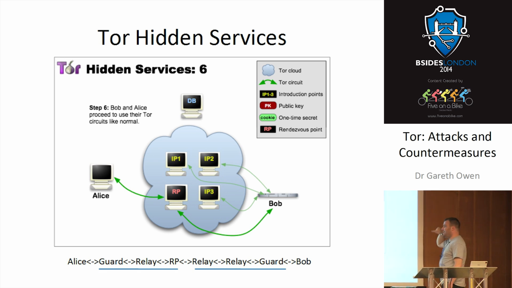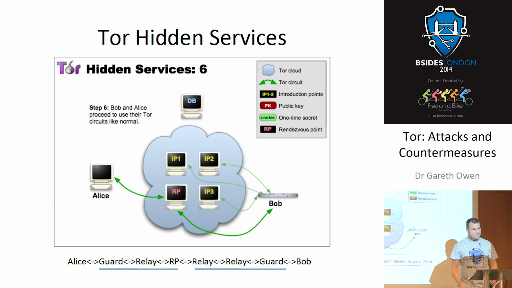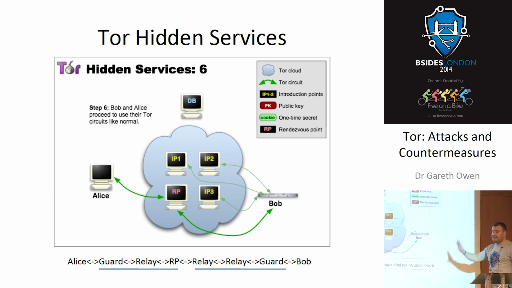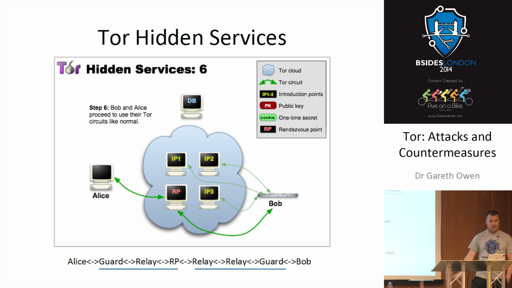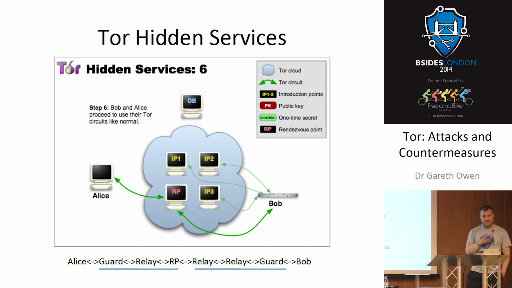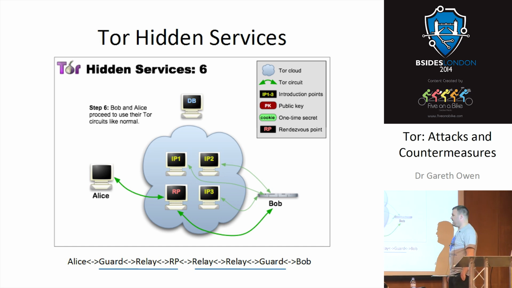What is it that gets published in this database, and what can we do with it? Because this is one of the techniques we can use to de-anonymise people, is actually this database itself. Now, this database is not stored in one place. It is distributed across the Tor network, and there are thousands of nodes upon which this database is distributed. So there's no single place where the entire database is stored.